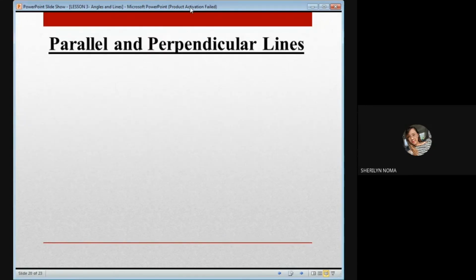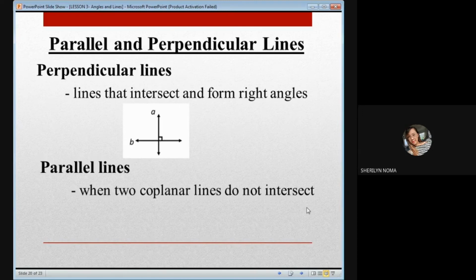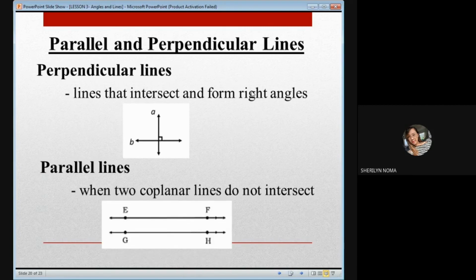So, now let us have this one, parallel and perpendicular line. So, first, perpendicular line. So, lines that intersect and form right angle. So, ito po yung perpendicular line. So, naka-form siya ng right angle. Then, for the parallel lines, when two coplanar lines do not intersect. Ito yung kapag hindi sila nag-meet. Yan. Ito po yung parallel lines.